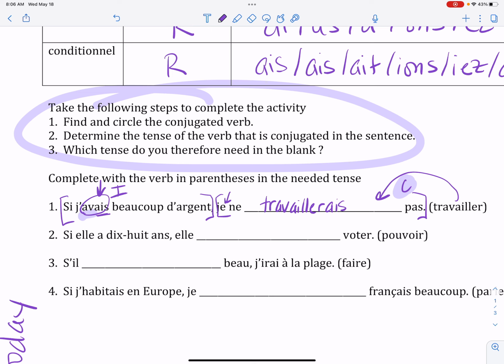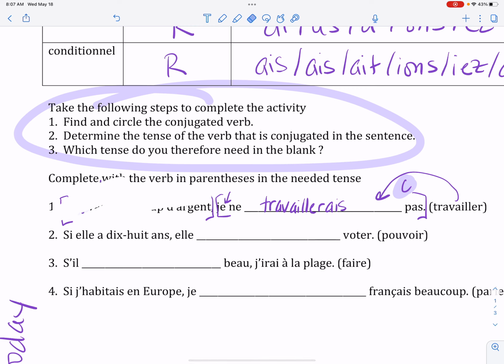I'm not going to ask you to translate these sentences at this point in time. We might do that down the road. But this sentence would mean if I had, right, imperfect is the past tense, if I had a lot of money, travailler is the verb to work, I would not work. So conditional, would, I would not work. If I had a lot of money, I would not work. And I'll walk through one more example with you, and then you'll complete 3 through 10 for the assignment.